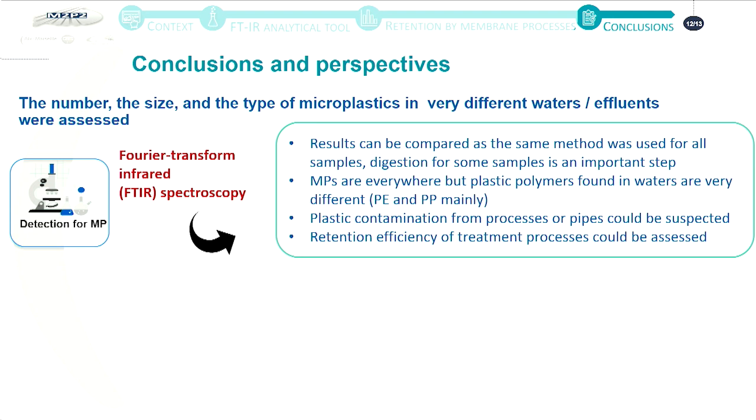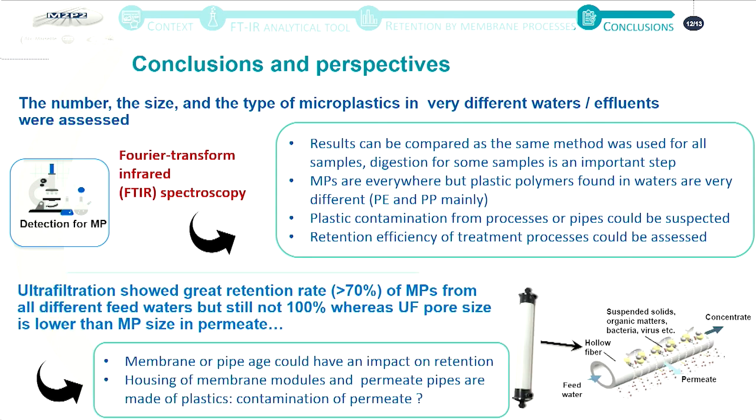So in conclusion, we could assess the number, the size, and the type of microplastics in very different waters: freshwater, seawater, and wastewater. We could see that plastic contamination from processes or pipes could be suspected. We could assess the retention efficiency of different treatment processes, with a focus on ultrafiltration, which showed a great retention rate for all the different treatment lines, but we still did not reach 100% as expected. So here the assumption is contamination of the permeate by the housing of the membrane module or permeate pipes, which are made of plastics. But if you have any other ideas, don't hesitate to give them. And the membrane or pipe age could have an impact on the retention, as we saw in the last application, and this could also corroborate this assumption.